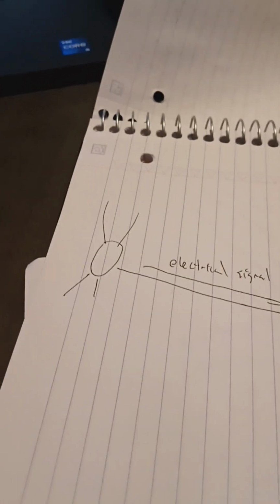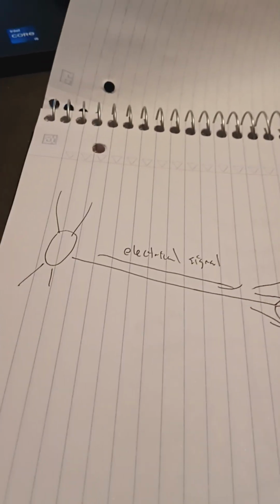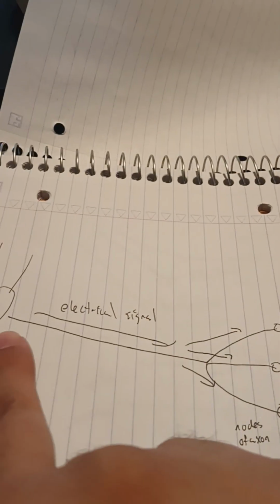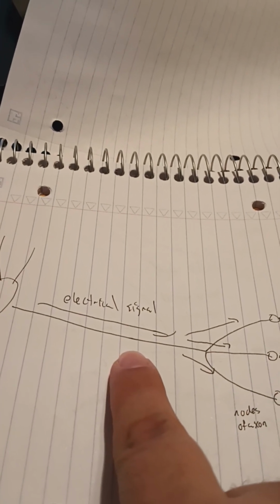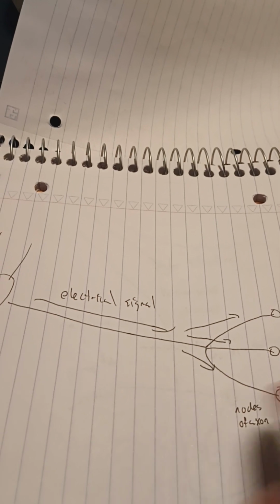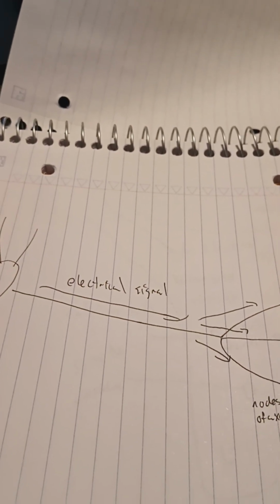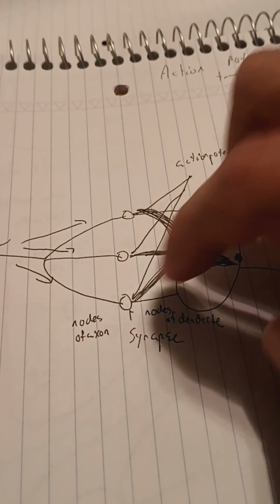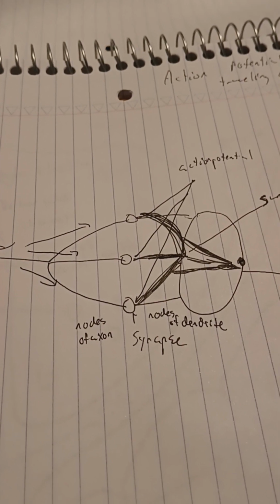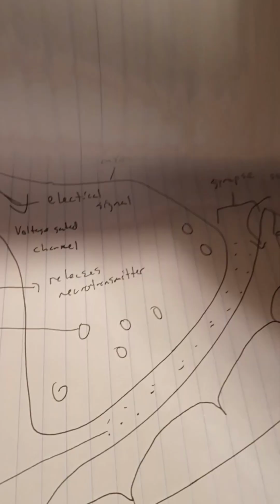Now we're going to go to the action potential traveling down a neuron. Of course, it starts off with the axon. The electric signal is going to travel down there until it meets the dendrite. Where they meet is called a synapse, and there are nodes on each side of that synapse, one for the axon and one for the dendrite. And from there, we'll come back to this.